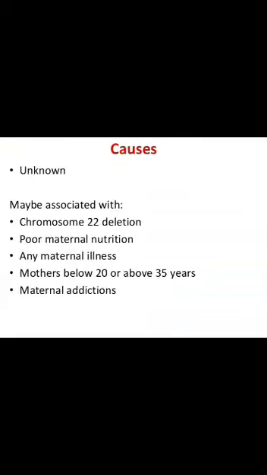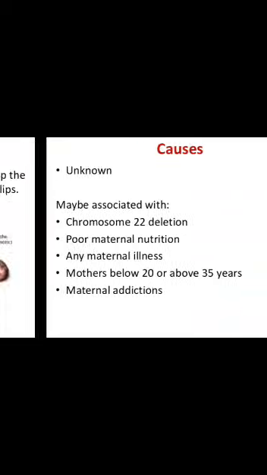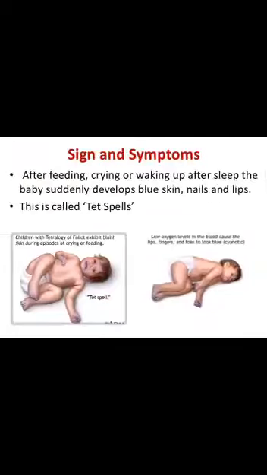Again I am telling: chromosome 22 deleted, poor maternal nutrition, any maternal illness, mother below 20 or above 35 years, maternal addiction. Then signs and symptoms. After feeding or crying or waking up after sleep, the baby suddenly develops blue skin, nails and lips. Means after feeding, walking or sleeping, the baby has cyanosis in their skin, nails and lips, and that is called tet spells.